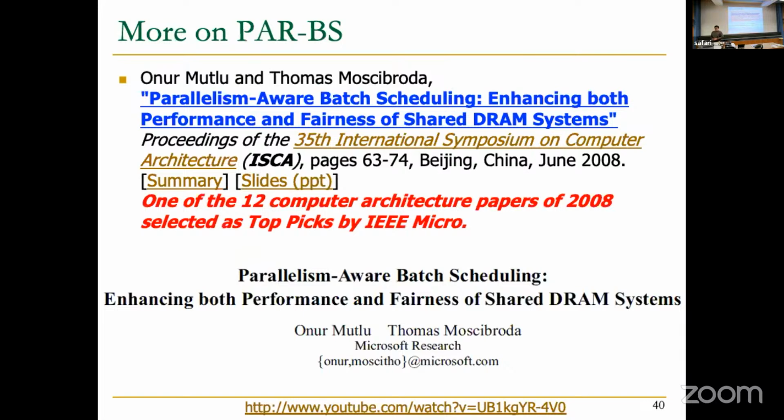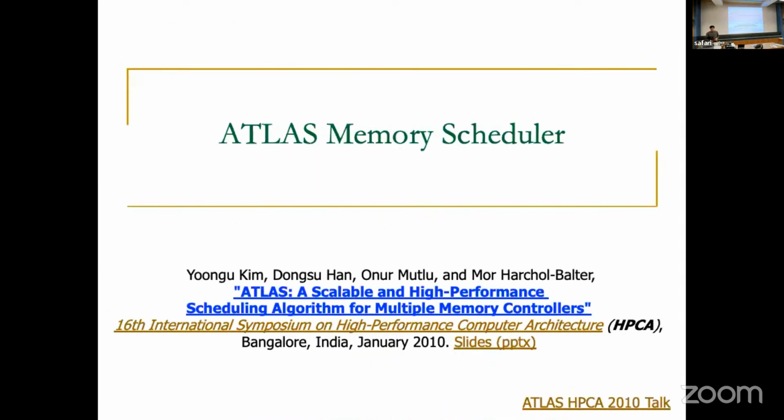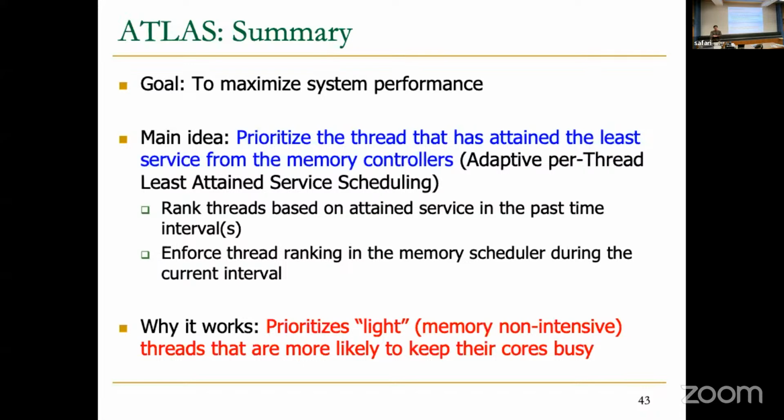Okay. And then we looked at Atlas. There are more details on PAR-BS, obviously, in these papers that you can see in the slide. Atlas's goal is slightly different. It wants to maximize system performance. We didn't cover this in much detail, and I'm not going to do it today either, but basically Atlas prioritizes threads that get the least amount of service at a given time frame from the memory controller. And you prioritize memory non-intensive threads, and you improve system throughput by doing that. So why does this help?